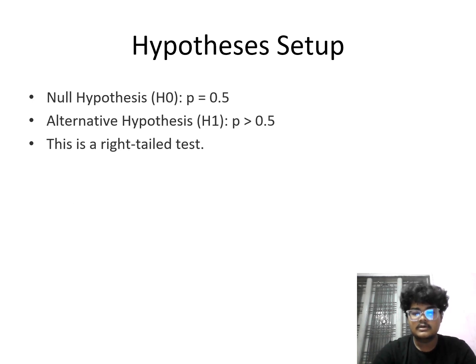Hypothesis setup. For the setup of the hypothesis, we will take the null hypothesis H0: P is equal to 0.5, and we'll take another hypothesis called the alternative hypothesis H1, which indicates P is greater than 0.5, which indicates the majority of the men in the city are smokers. This is a right-tailed test.